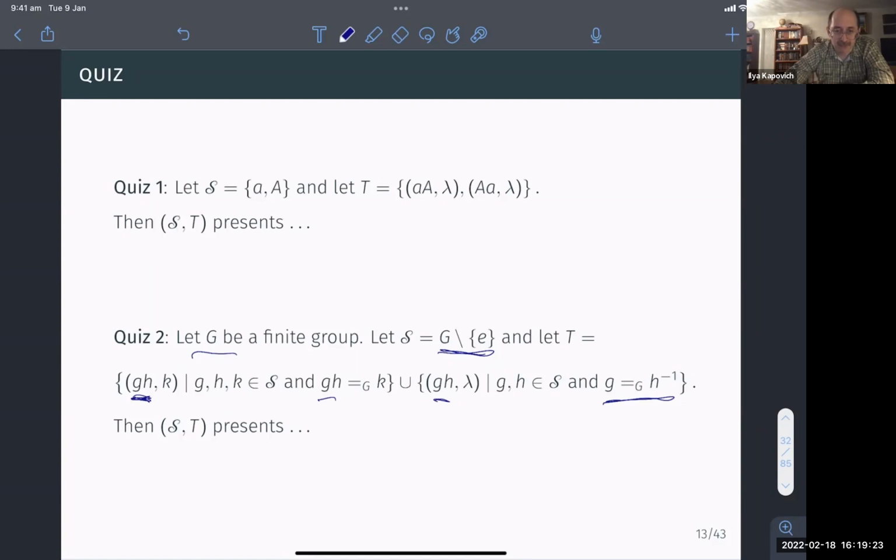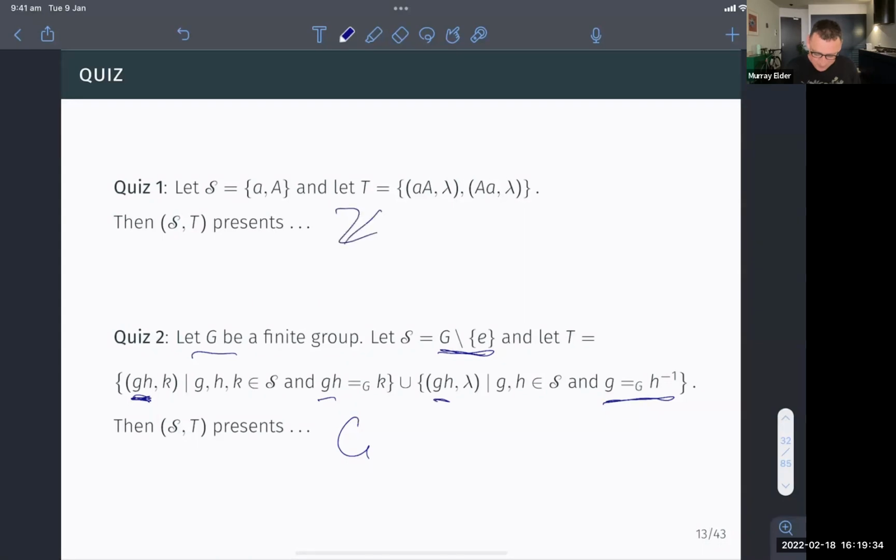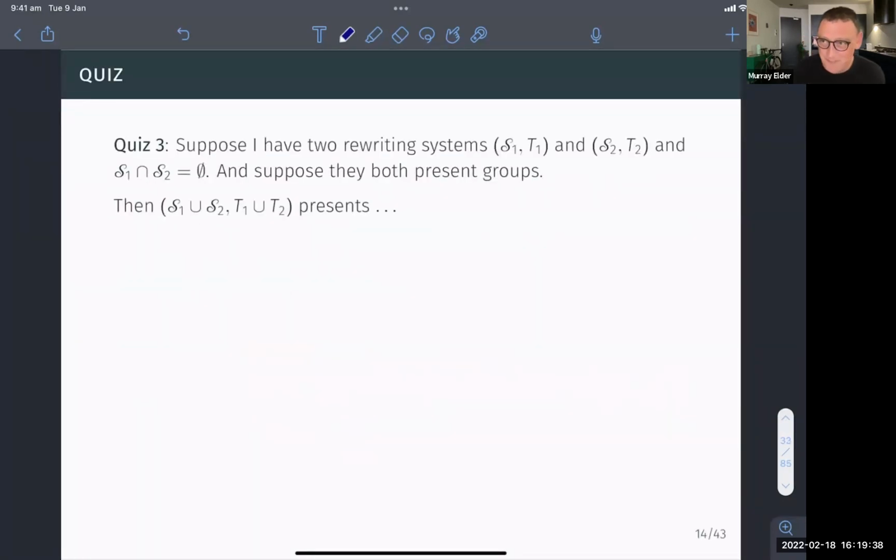So, I mean, presumably it's the group G itself, right? Exactly. So these examples are supposed to be easy, but there'll be a point to these quizzes. I have two more actually, but this last one we'll be able to actually learn something from.